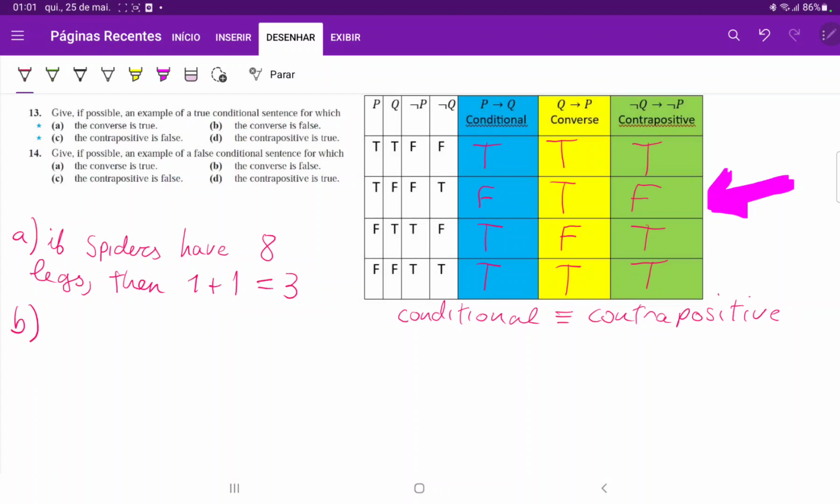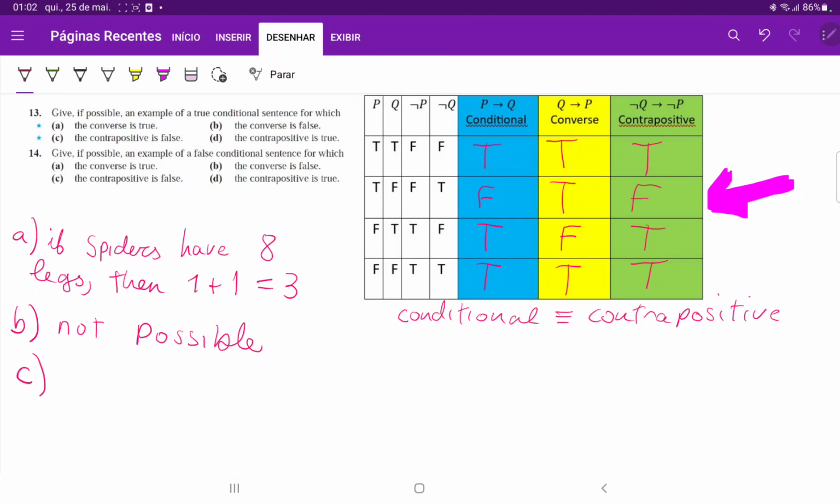Well, it's not possible, right? Because in the only combination where the conditional will be false, it necessarily means that the converse is true. So because for the conditional to be false, P has to be true and Q has to be false. So when we flip this around for the converse, the antecedent will be false and therefore the converse is true. So we're going to say not possible.